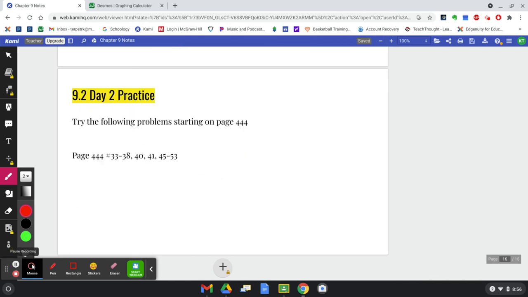All right, so your practice for today, the following problems on page 444, 33 to 38, that's comparing less than, greater than, or equal to. 40 and 41 will be ordering from least to greatest, and then 45 to 53 is solving.